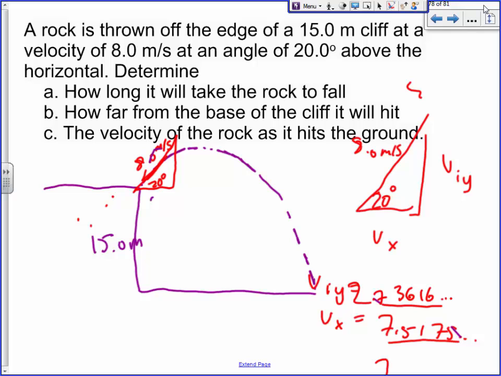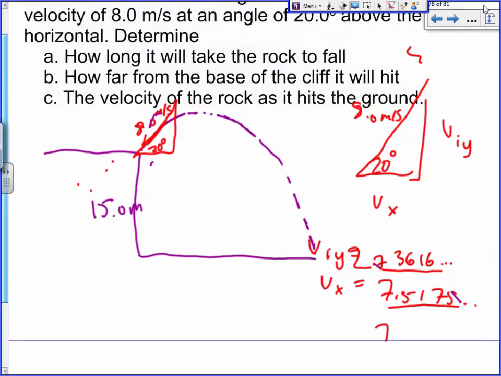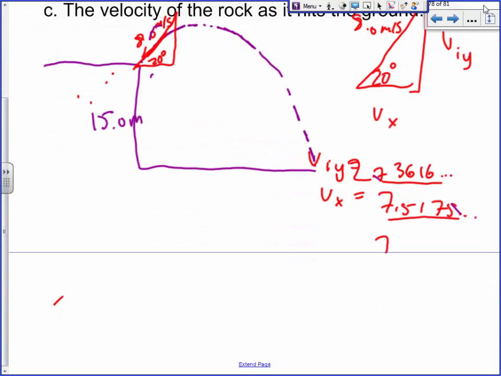Okay, so let's take those values then. And we want to figure out, what did it ask for? The time the rock is in the air for? How long it takes it to fall. How long it takes the rock to fall. So we're looking for time. So here's what we know. The velocity initial in the y direction, we have. We also know the acceleration in the y direction. It's negative 9.81 meters per second squared.